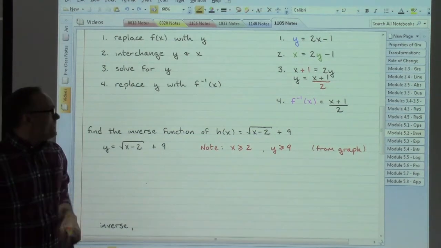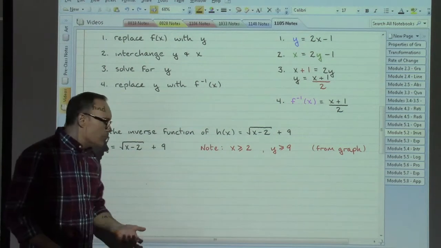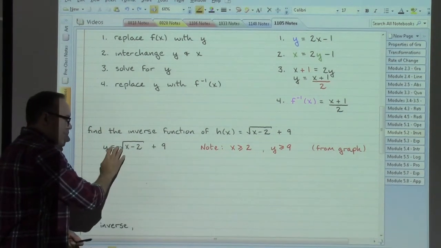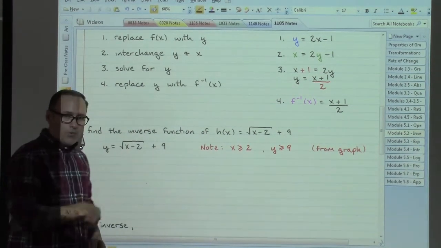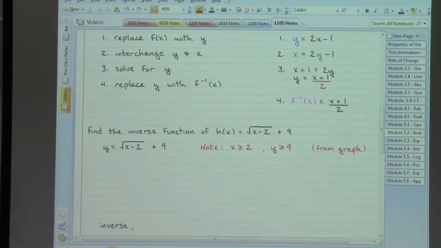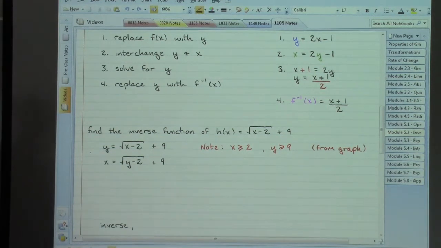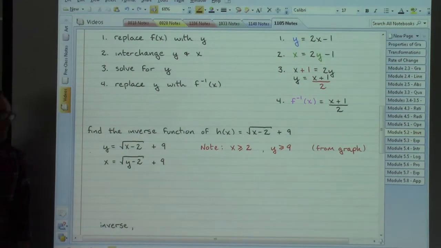The second step that we need to do is to interchange the y and the x. An x and y switcheroo, if you will. Instead of a y, we're going to write an x. All the other symbols are going to stay the same, except, instead of the x, we're going to write a y. So how's that going to look? Well, that's going to be x equals square root of y minus 2 plus 9 at the end.